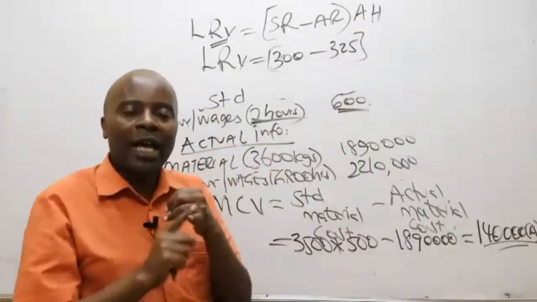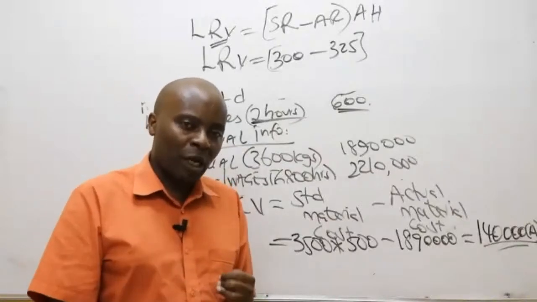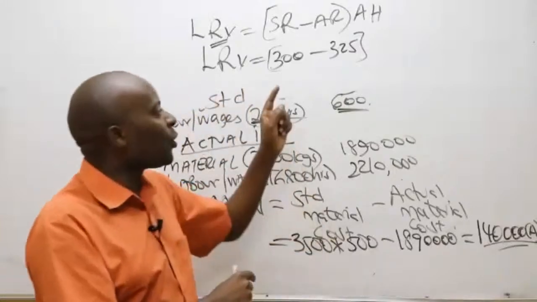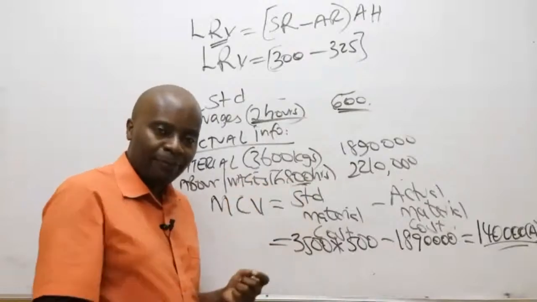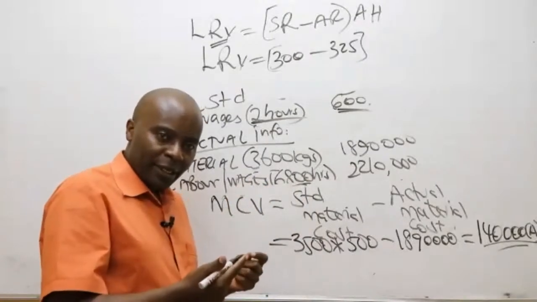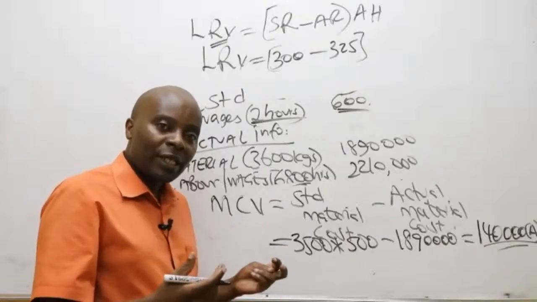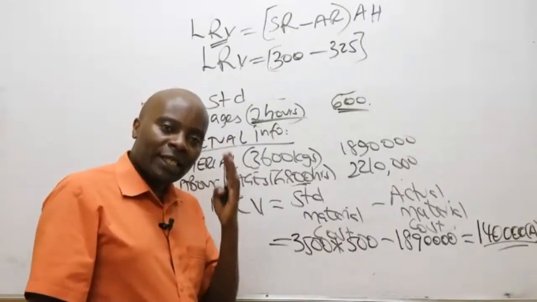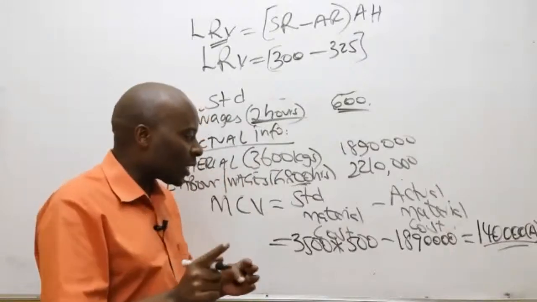Now we have got 2 types of actual hours. Which actual hours should we use here? Should we use the actual hours that we paid? Remember, these are actual hours which we paid. We paid for 6,800 hours. But some of these workers went around idling. So we have got 6,800 hours were paid, but they actually worked for how many hours?